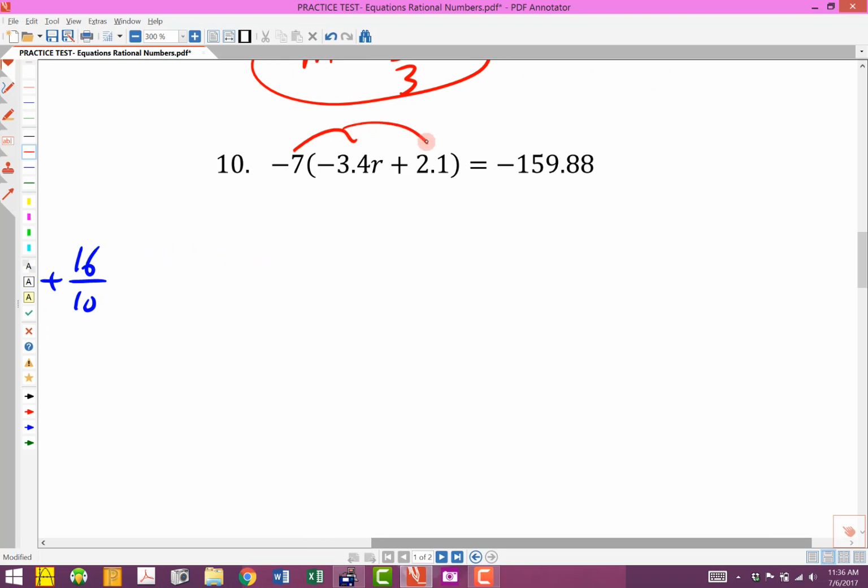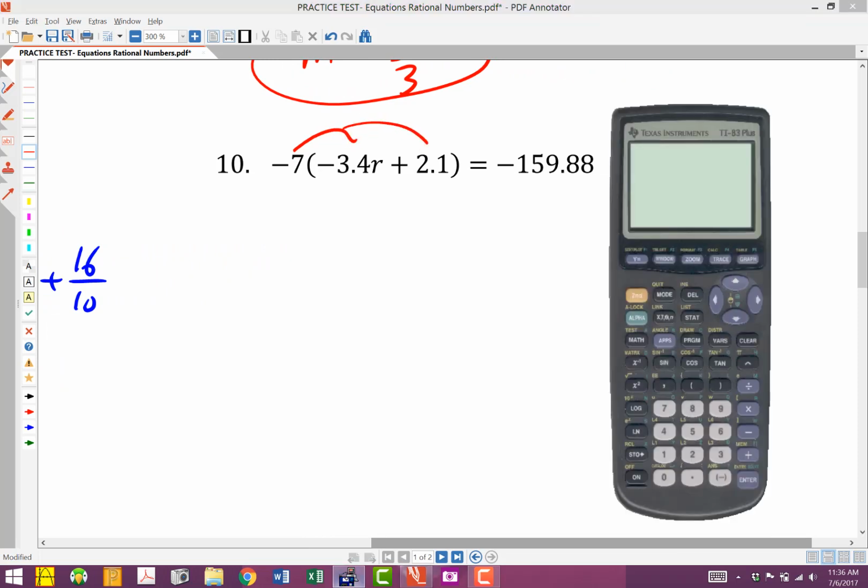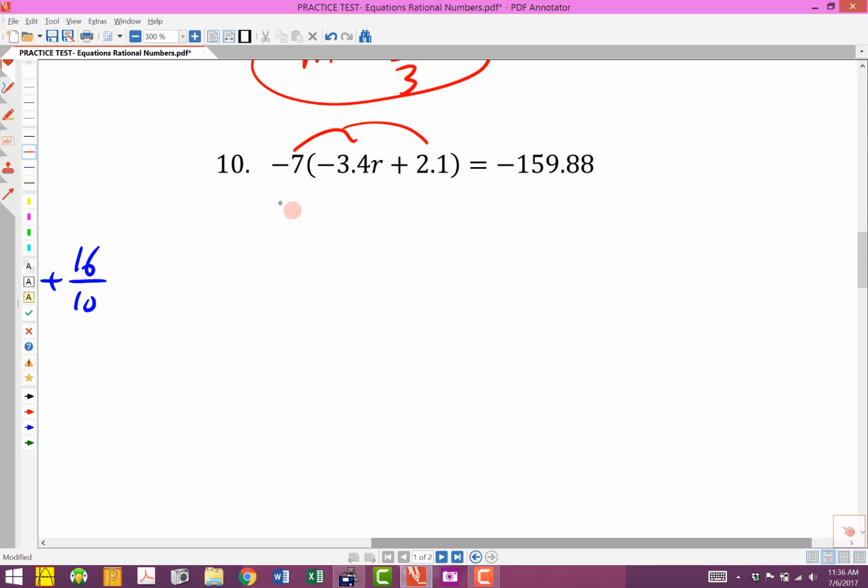Distribute through here, and again I'll grab a calculator to help with that. So notice we've got a negative times a negative, so I'm just going to do 7. Let me clear this off so it looks a little bit better. 7 times 3.4. So we're going to have 23.8r. This one's going to be negative.